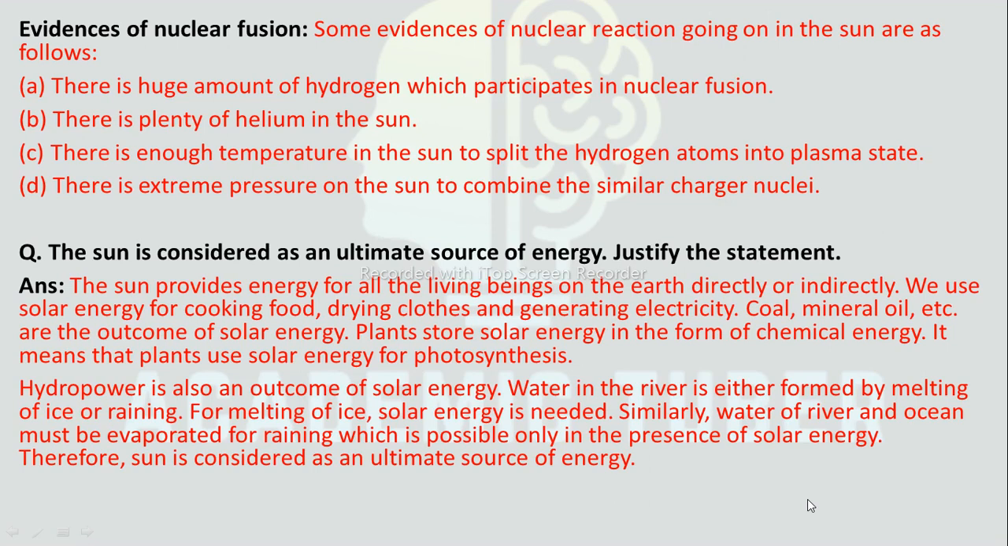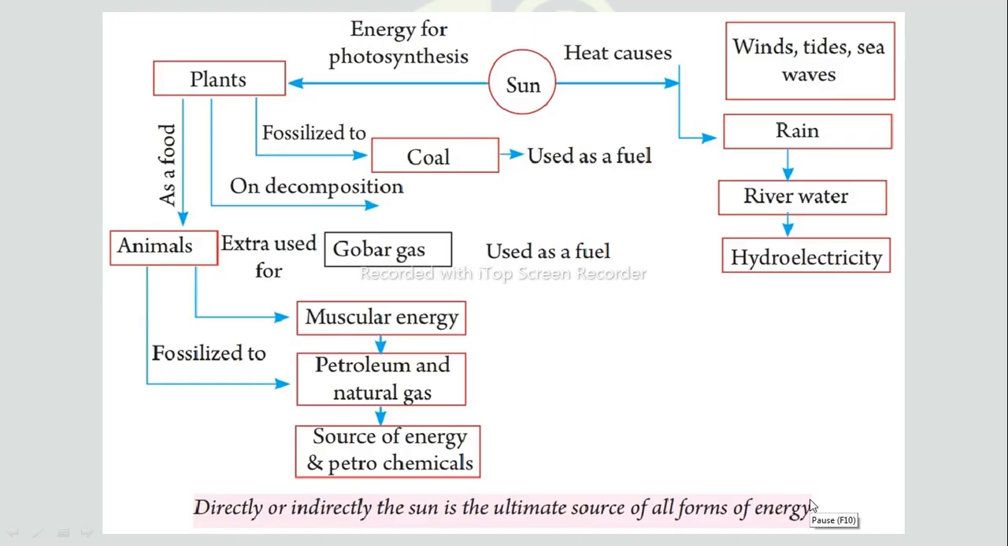Hydropower is also an outcome of solar energy. Water in the river is either formed by melting of ice or raining. For melting of ice, solar energy is needed. Similarly, water of rivers and ocean must be evaporated for raining, which is possible only in the presence of solar energy. Therefore, we can conclude that sun is the ultimate source of energy. Here is a chart showing sun as the ultimate source of energy.